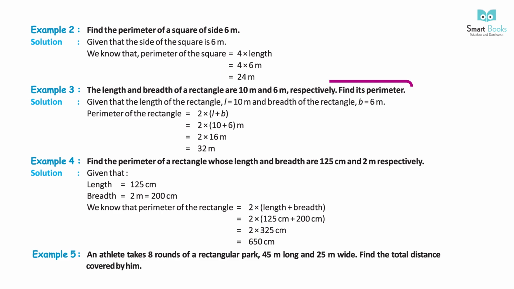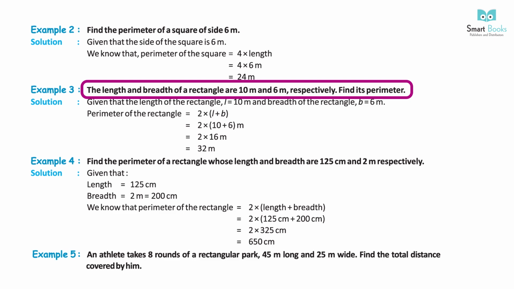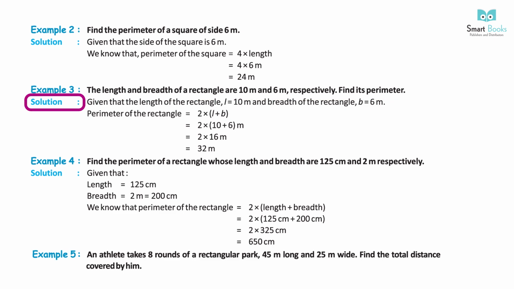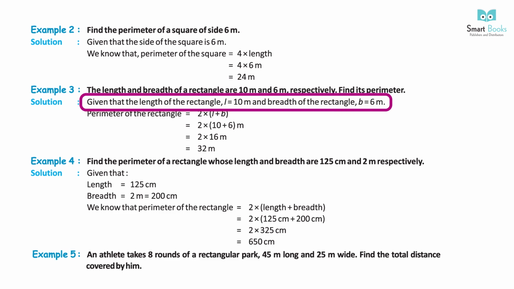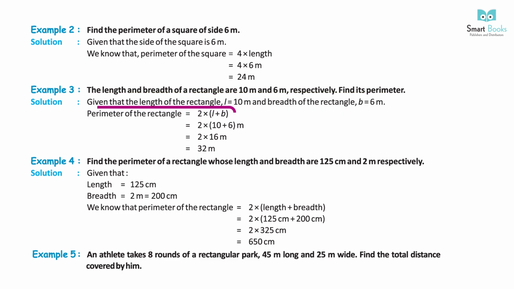Example 3. The length and breadth of a rectangle are 10 meter and 6 meter respectively. Find its perimeter. Solution. Given that the length of the rectangle is 10 meter and the breadth of the rectangle is 6 meter. Perimeter of the rectangle is equal to 2 × (length + breadth), which is 2 × (10 + 6) meter, which is 2 × 16 meter, which is 32 meter.